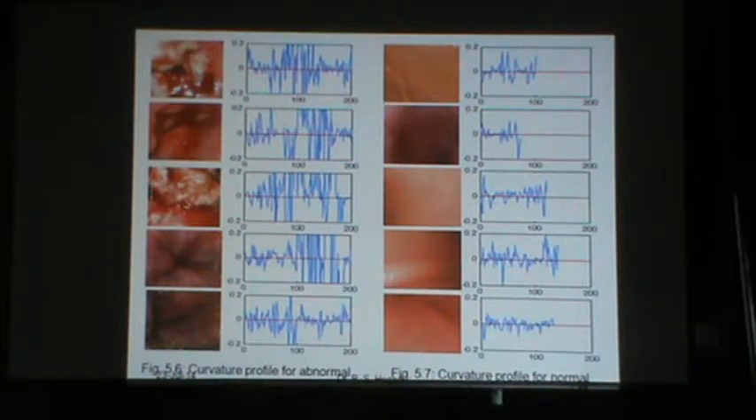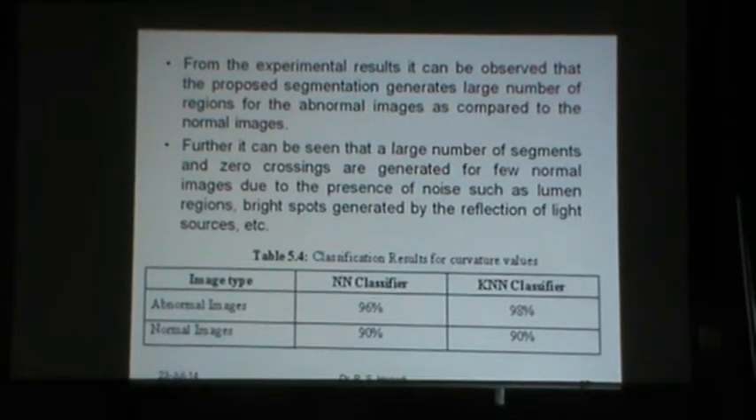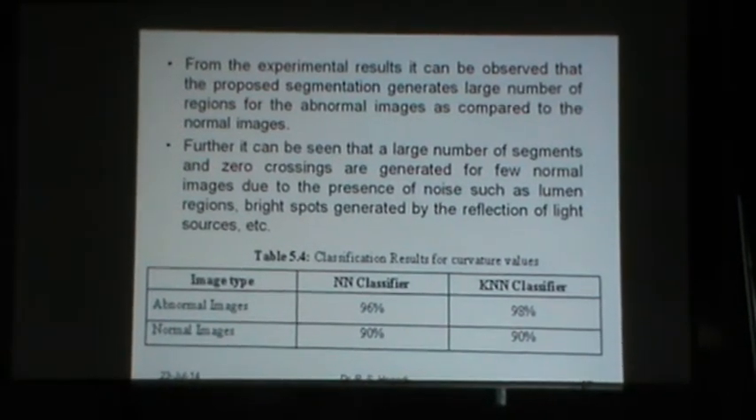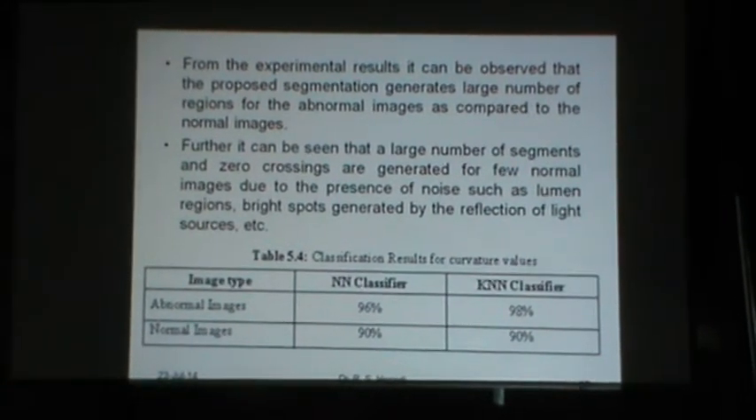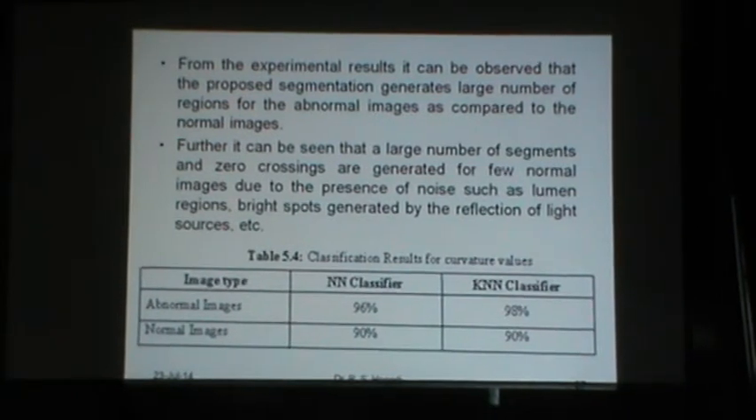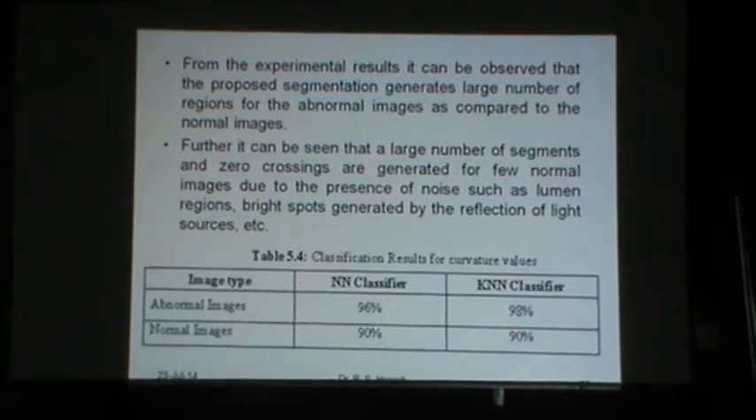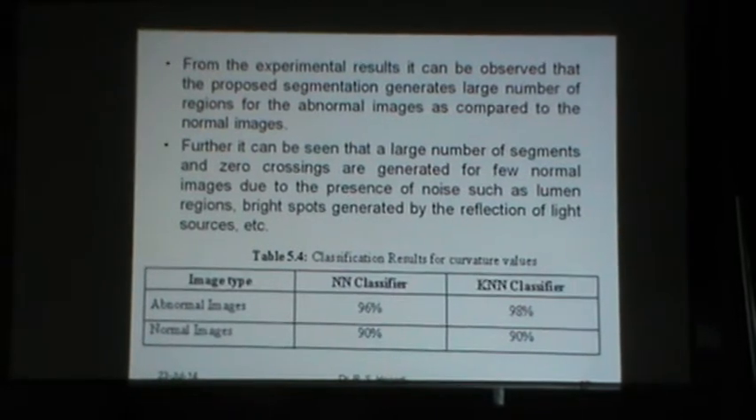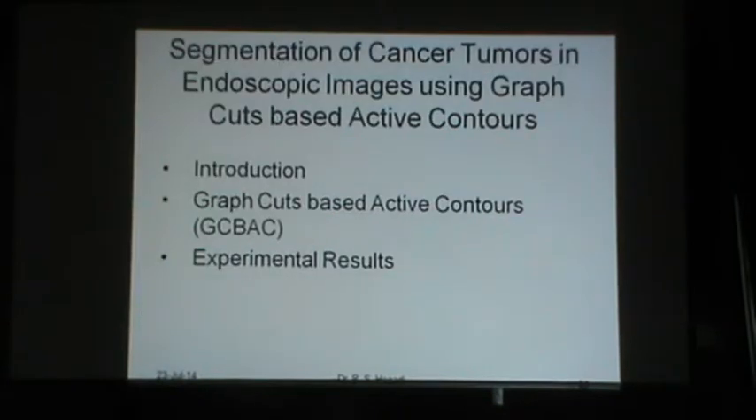Here also you can find, even though it is not so effective a technique, it still comes out with a good result for abnormal images. Even where there is an equal number of curvature, there is a little bit lesser number of curvature zero crossings in the normal images. So these are classification results. We have used nearest neighborhood classification and KNN classification techniques. Nearest neighborhood classification provided us 96% accuracy, whereas KNN gave us 98% accuracy for abnormal. For normal images it is 90% each for both the techniques.